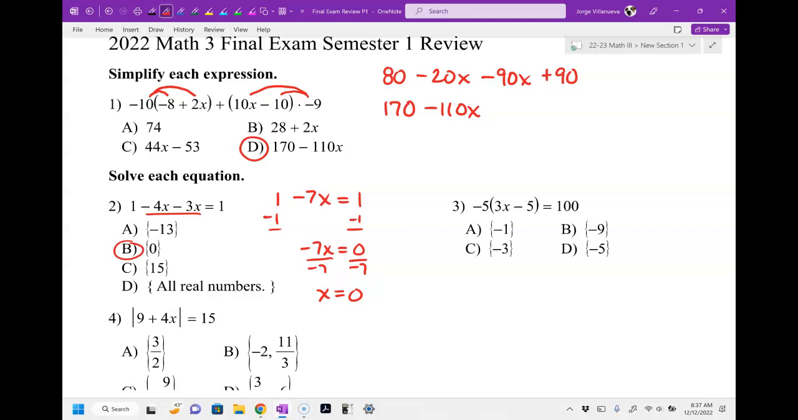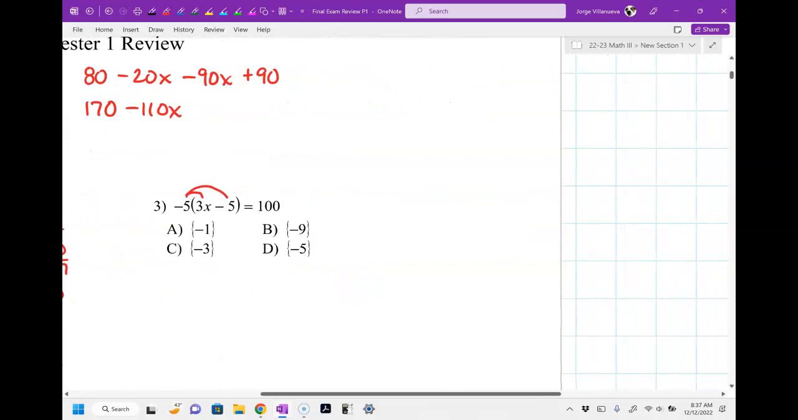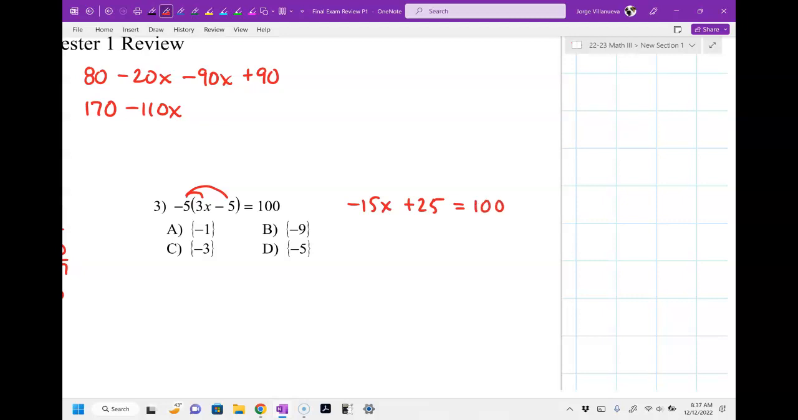Okay, number 3, we're going to multiply, and then we got to solve after. Okay, I'm going to kind of move this over. That way I can put the work to the right of it. So if I multiply -5 times 3x, I get -15x. And -5 times -5 is a positive 25. And this gives me 100. Okay, on the right side, it's just going to be equal to 100.